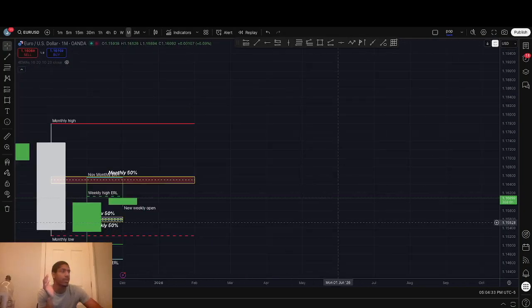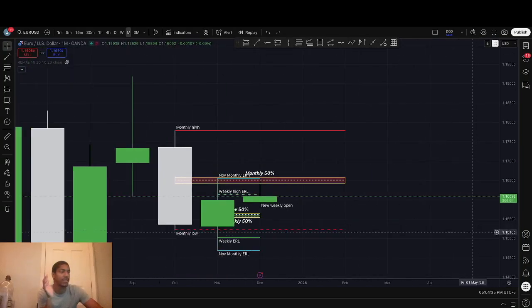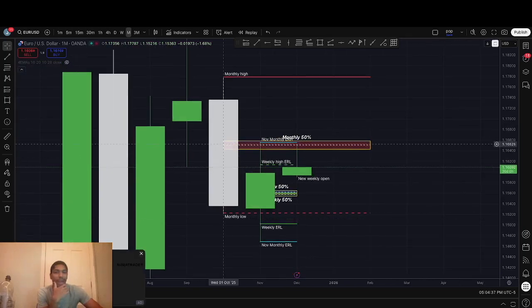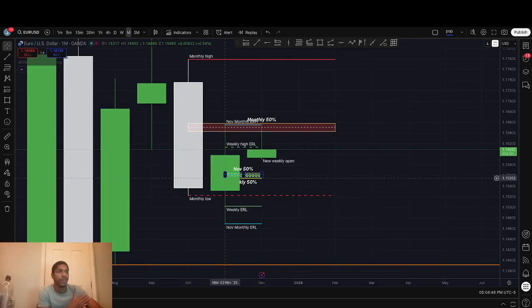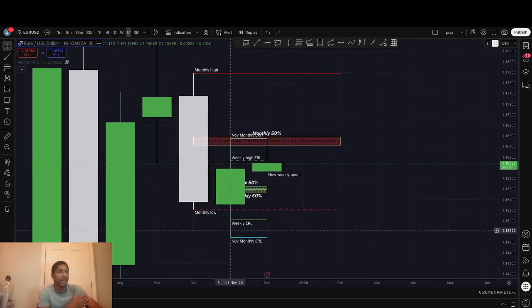You go to your monthly. What monthly range are we trading in, right? Mark out your monthly high. Monthly high, monthly low. We're trading inside October's range still, right? The monthly low got swept. Sell side liquidity got swept. We traded back into it. So now you make that dotted.